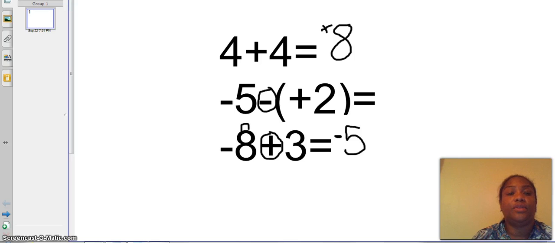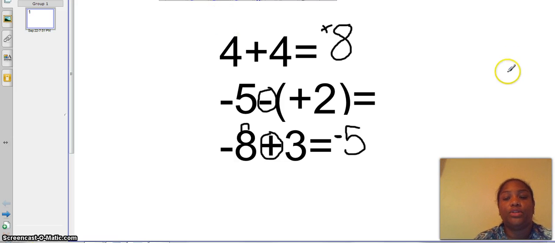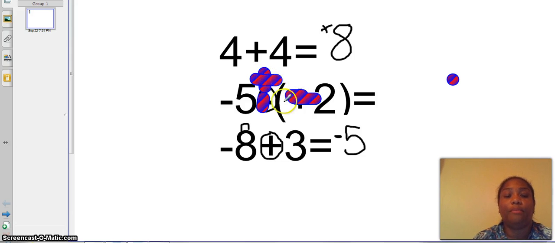So now this, I'm going to do a different color. I want to do a different color. Okay, what color can I do? Ooh, look at this. Ooh, this is pretty.